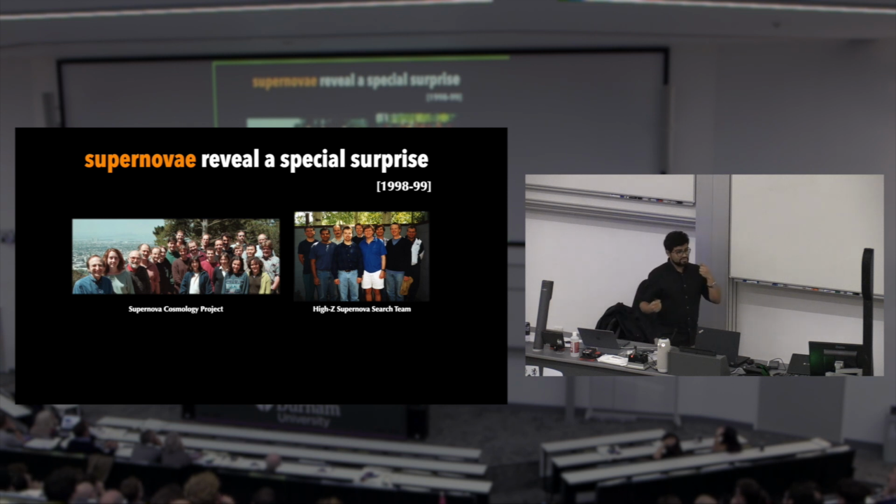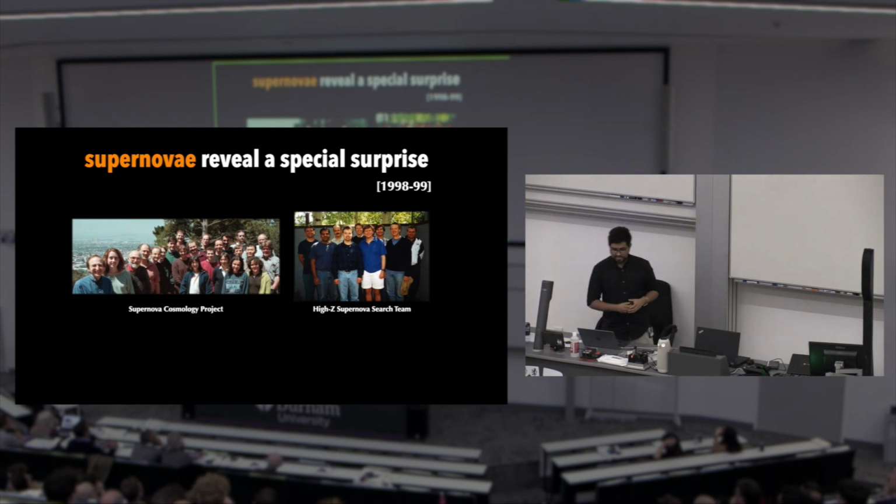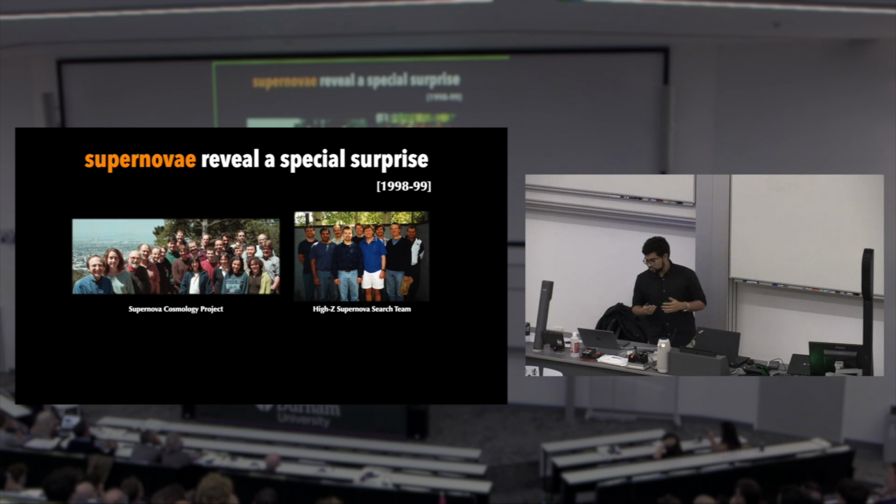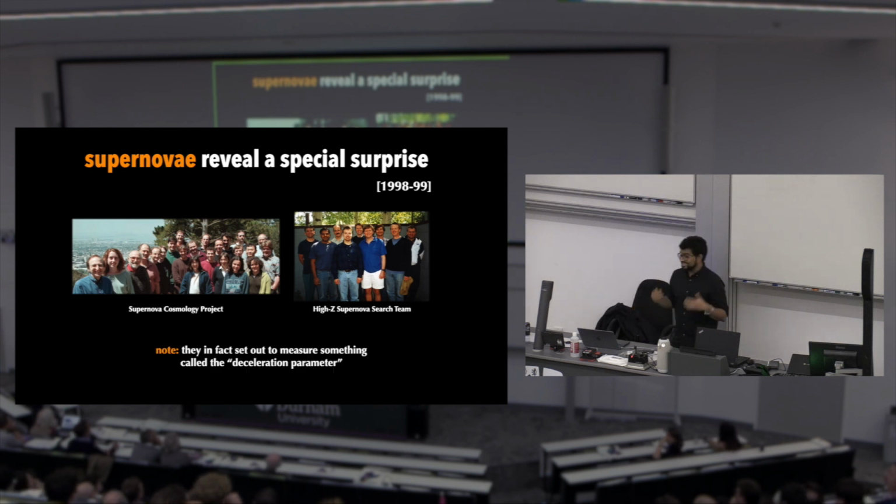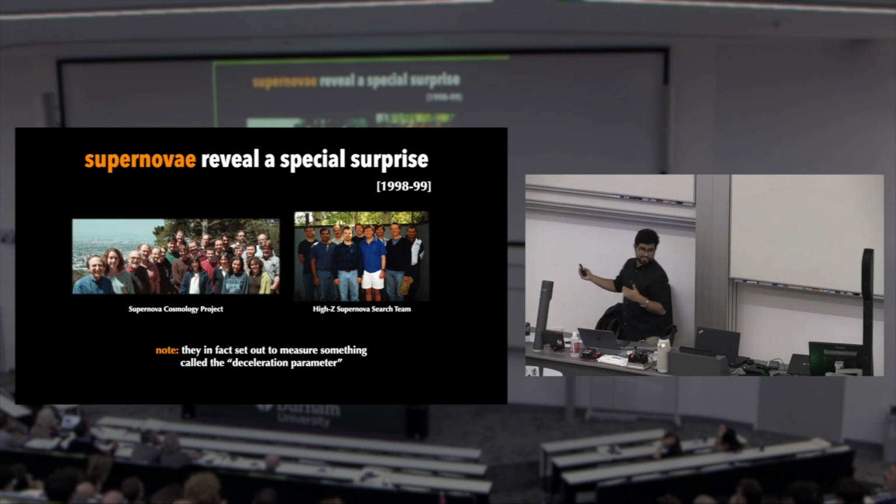And to do that, you need something really bright so you can see it far away. So supernovae turn out to be a rather important candidate for that. And so these two teams, the Supernova Cosmology Project and the HiZ Supernova Search Team, essentially went ahead to measure what in their papers they actually called the deceleration parameter of the universe. Because, of course, if matter is this dominant entity, then it should be decelerating the universe. So you would measure positive deceleration, meaning that the universe is slowing down.